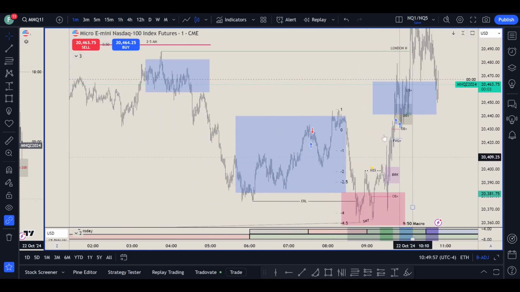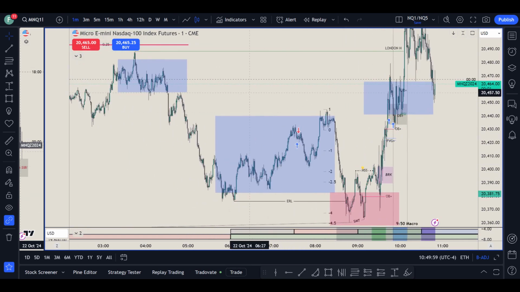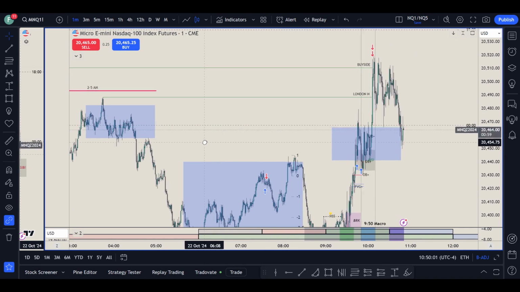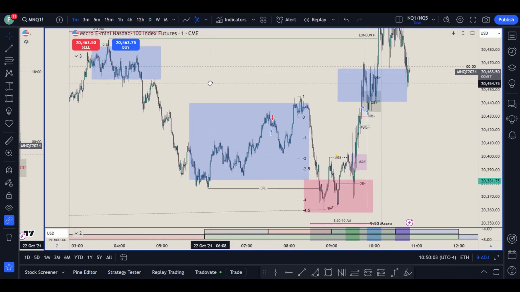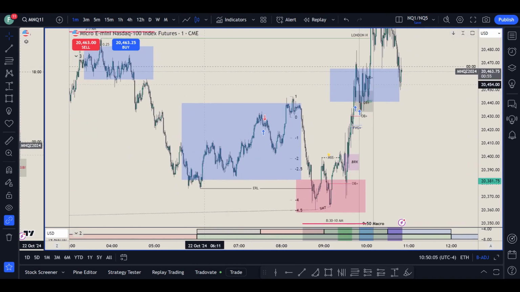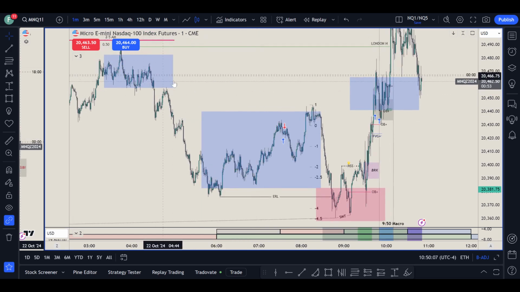Okay, so I've kind of just trained my brain to see this automatically now. This is all I look for, and once you understand it, this is all you really need. So we have our regional consolidation here, which is London highs. We come lower, forming all these buy side targets.